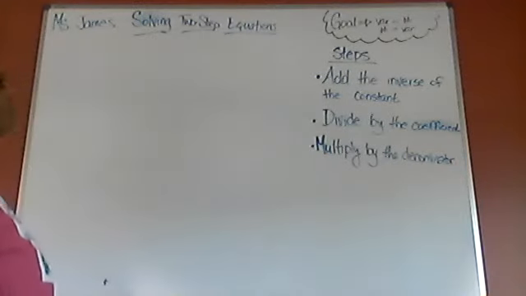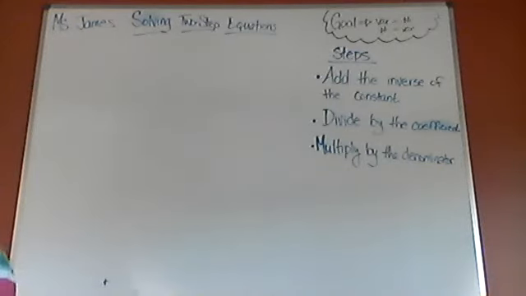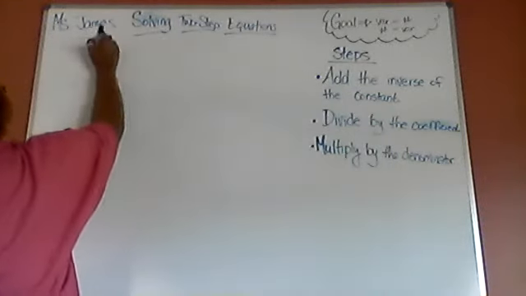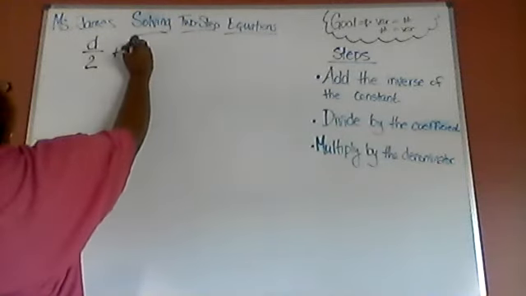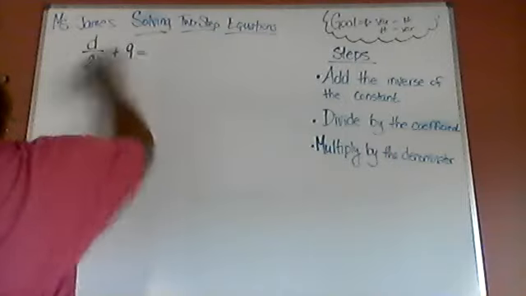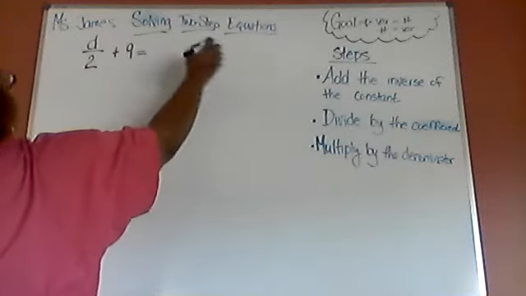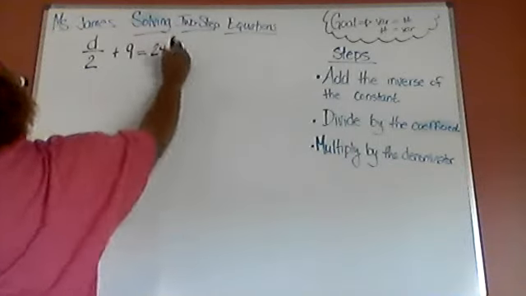All right, so the second part of my video is solving two-step equations again. I got a few more problems that I want to show you. So for instance, if we have a problem like D divided by 2 plus 9 equals, let's see, what does it equal? Let's say 24. All right?